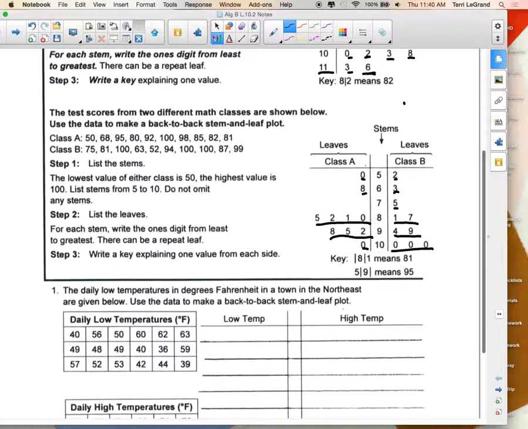Any people ace this test? How about in class 8? Anybody ace the test? No?